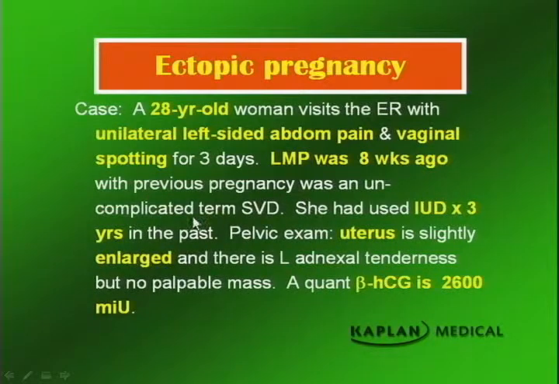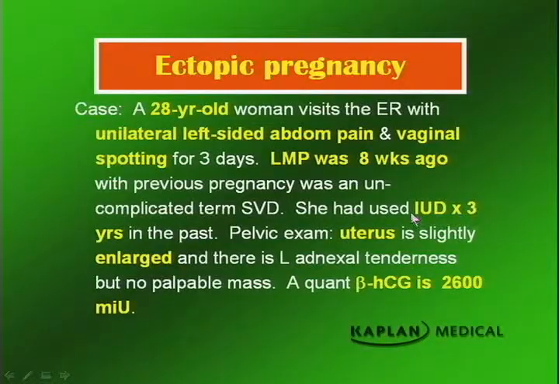Her previous pregnancy was uncomplicated, term spontaneous vaginal delivery. Now, she had used an IUD for 3 years in the past. When we think of the etiology of ectopic pregnancy, PID is one of those. IUDs have been associated with PID. Could that have taken place? Don't know. On pelvic exam, we find the uterus is slightly enlarged. Can you have enlargement of the uterus even though there's nothing in it? Yes, you can, because of the hormonal effect.